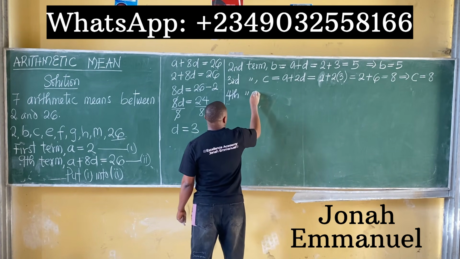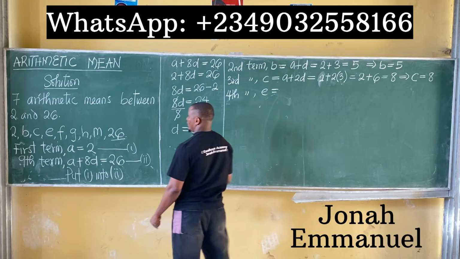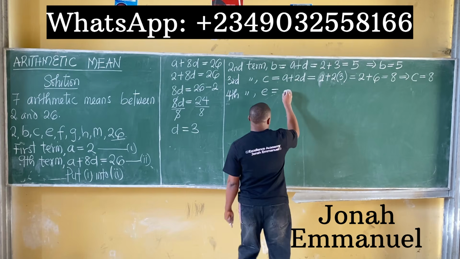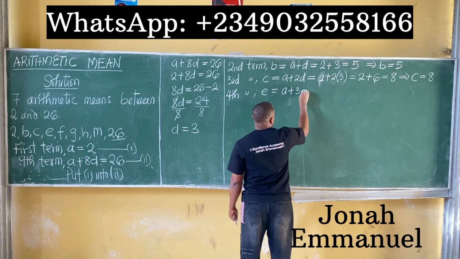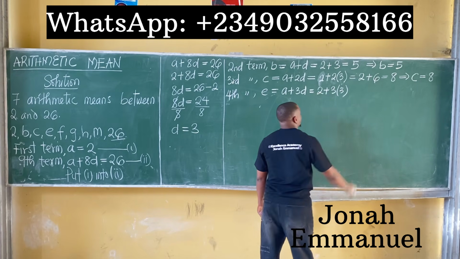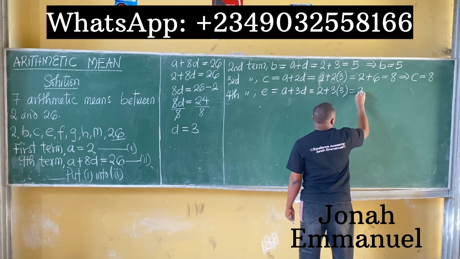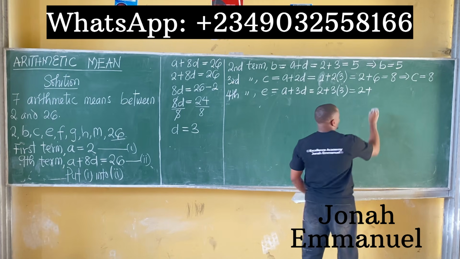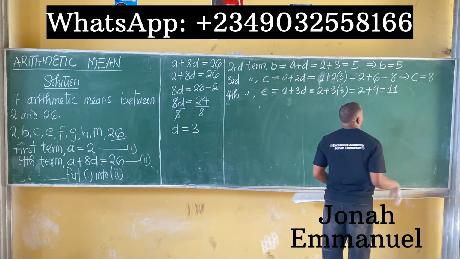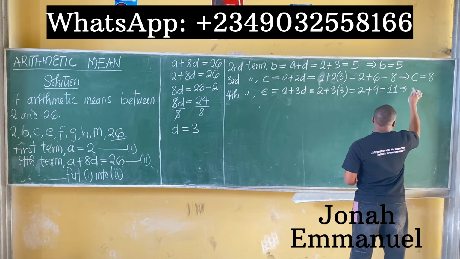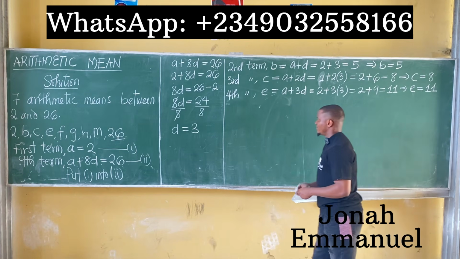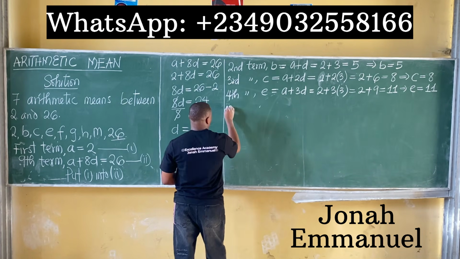Let's go to the next one, the fourth term. The fourth term, which is E from here: first, second, third, fourth. Fourth term is E. The fourth term of an AP is A plus 3D, where A is 2 and D is 3. So this is equal to 2 plus 3 times 3. 3 times 3 gives you 9. 2 plus 9 is 11. So it means that E is equal to 11. That's the next term there. Let's get the next one. Fifth term.